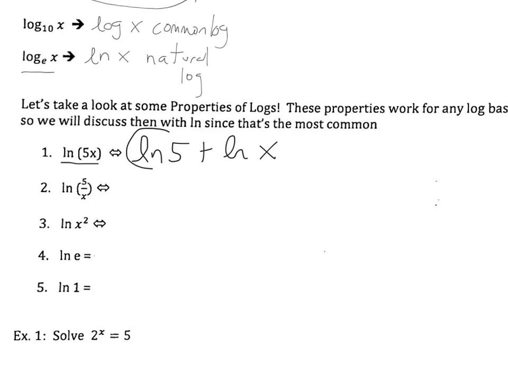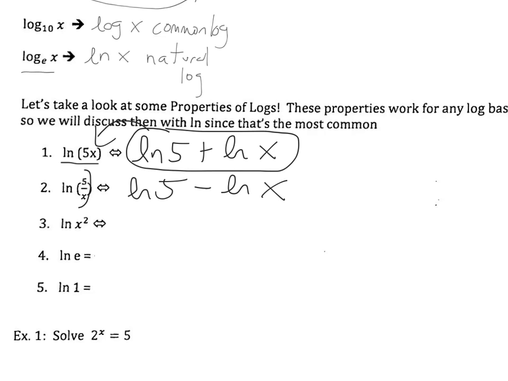There will be times where we want to take an expression like this and condense it into one log. So all these properties that we're going to be talking about go in the other direction as well. Well, if we have ln of 5 divided by x, we could split that up into subtraction. That would be ln of 5 minus ln of x. So if you have division inside of a log, that implies subtraction of two separate logs.